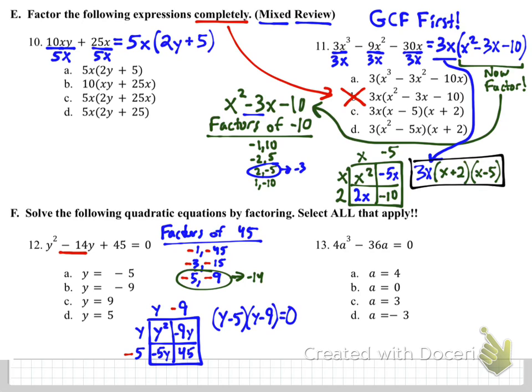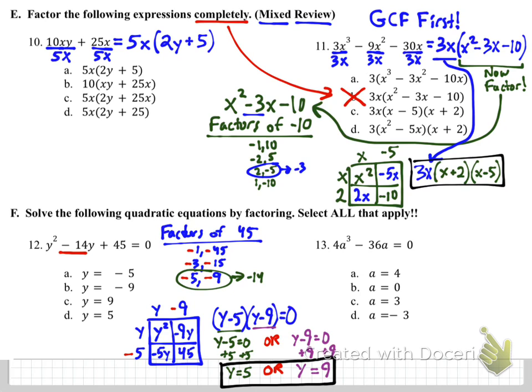But we're not done yet. The last step, remember, in finding a 0 is setting each factor equal to 0. So y minus 5 equals 0, and y minus 9 equals 0. Solve for each equation, and you get y equals 5 or y equals 9. Those are our two solutions. So you need to circle C and D. Notice how A and B are the lazy approach if you assume you're done at that earlier step. So circle all that apply.